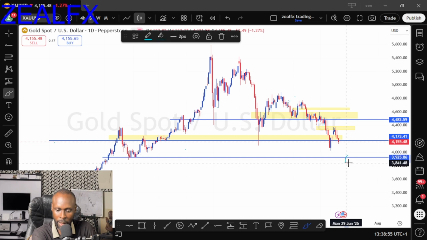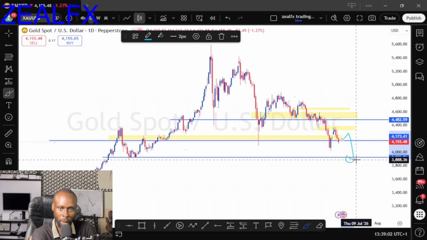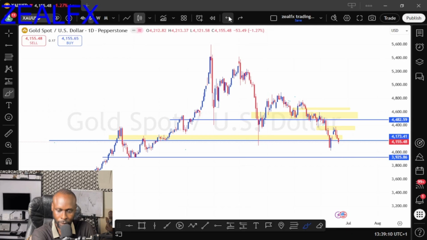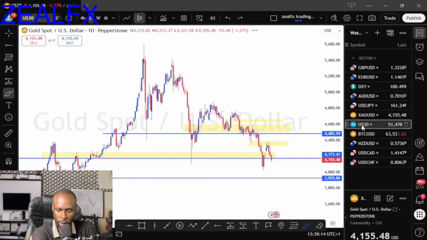We can look for a possible selling opportunity from this resistance area to sell the gold to the downside, because our current level for gold is on a support. We need a retest before we start looking for the selling opportunity for the gold USD. So let's look at our next pair, which is the US30.